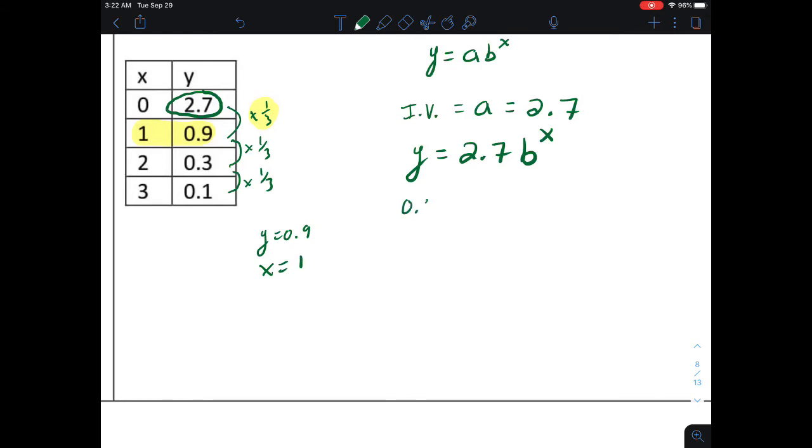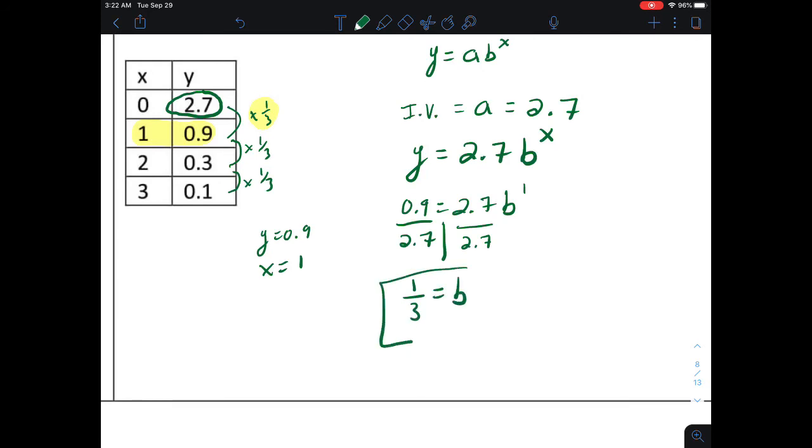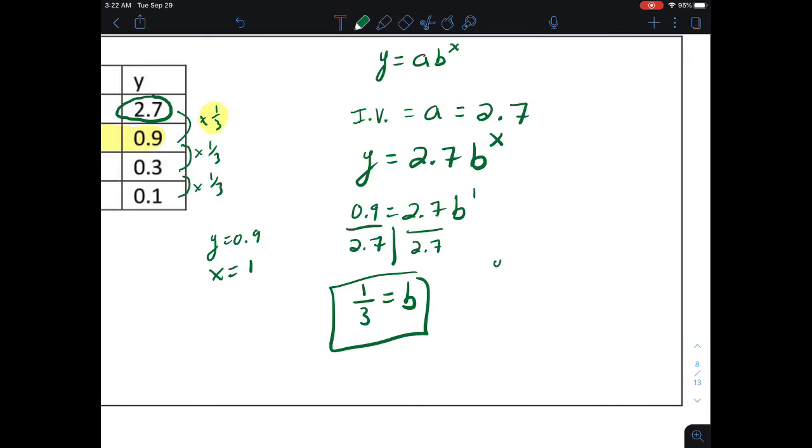So 0.9 is equal to 2.7 times b to the 1 power. Well, b to the 1 is just b, so we're just going to divide by 2.7 on both sides. And 0.9 divided by 2.7 is 1/3. And so b, see how b turned out to be the same number that we multiplied by, is 1/3. So our equation of this exponential function is y equals 2.7 times 1/3 to the x power.